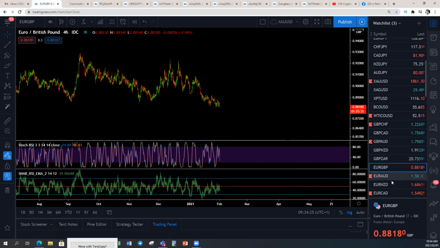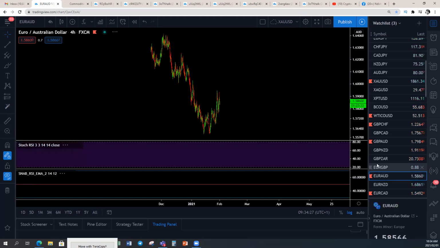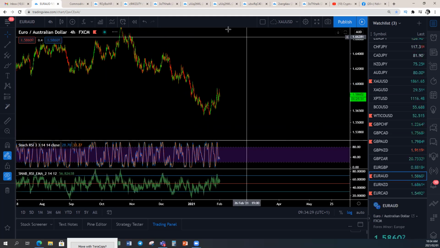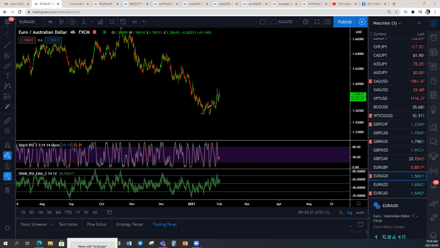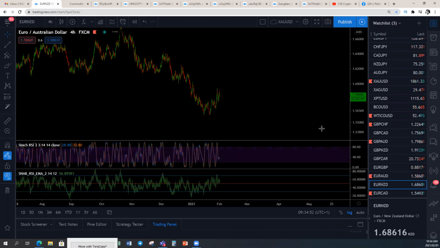Right, so that is euro pound. Euro Aussie, just like pound Aussie, we may have ended the 3-wave correction here, and we start looking for this one to make a move to the downside. We are bearish to the downside for the long term on euro Aussie. Okay, so if euro Aussie is going to continue to the downside, that means Aussie will resume its strength to the upside. Same as euro New Zealand.